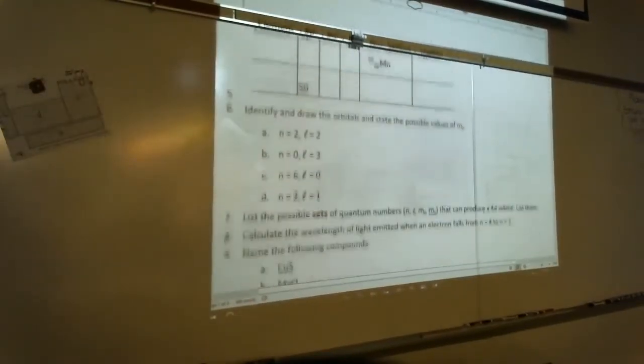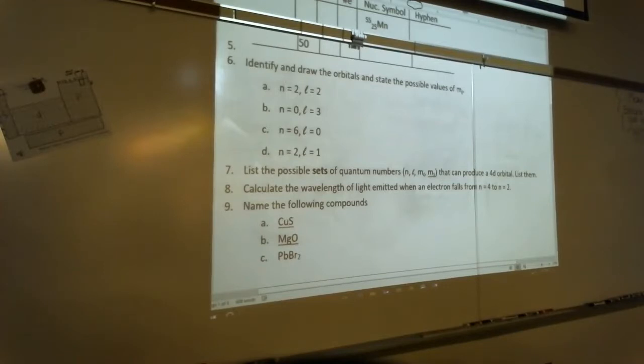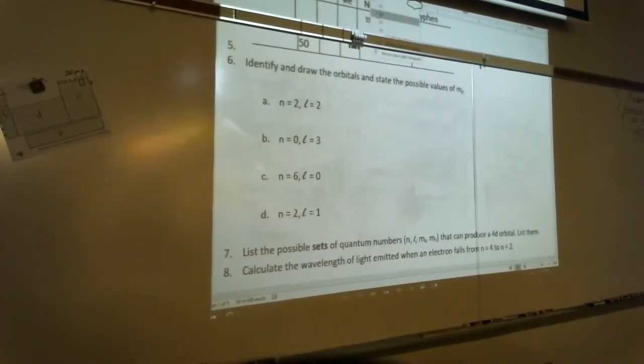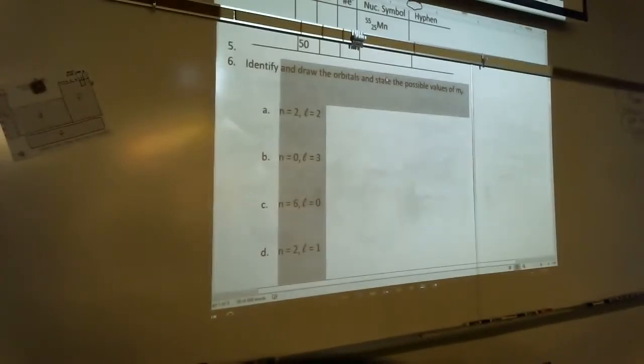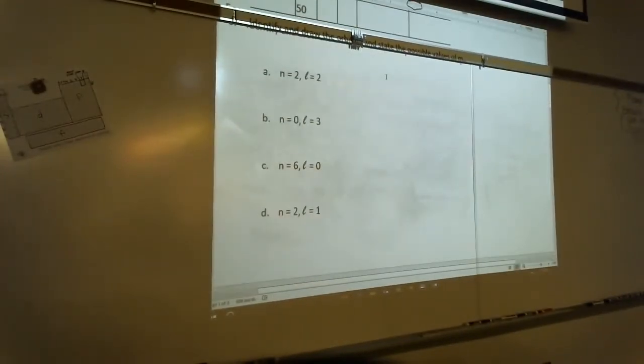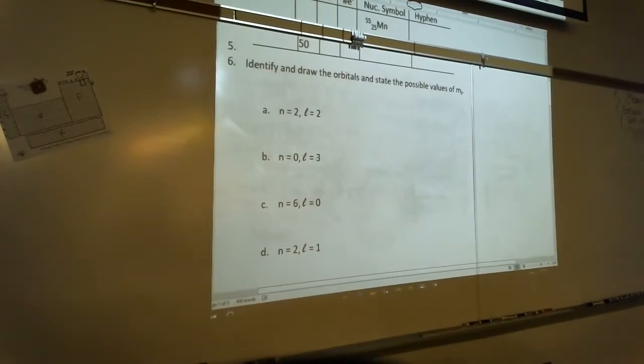Let's go on to the next part. Give myself a little bit more room here. So we're going to identify the orbital and draw them. And then we're also going to state the values of m sub L.